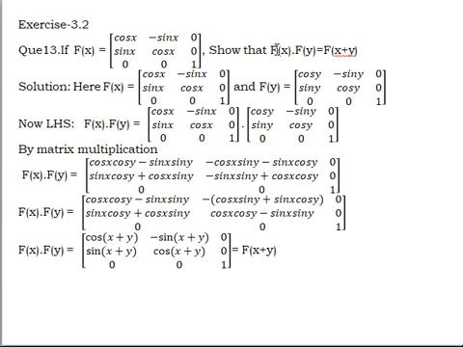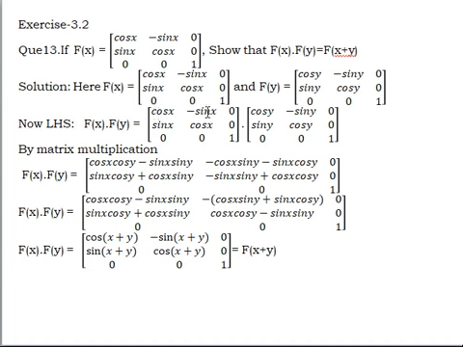So we are taking LHS. So LHS is f x into f y. So here we have written f x and here f y. Both are matrices of the same order, third order matrices. So the new matrix is also of third order, and we will check whether this is f of x plus y or not. So here we are multiplying these two.